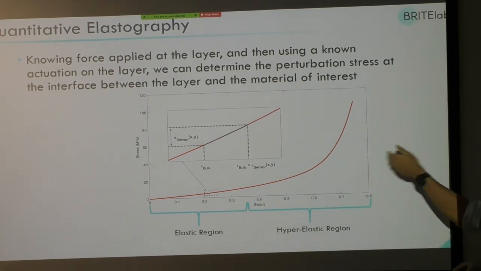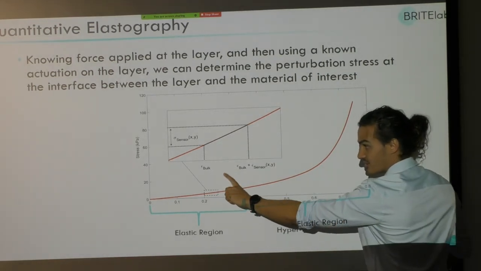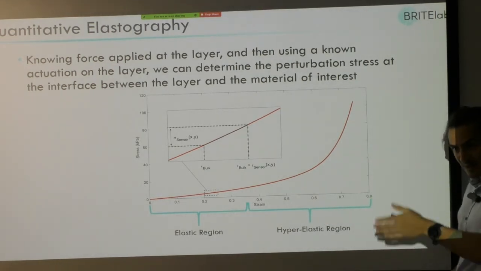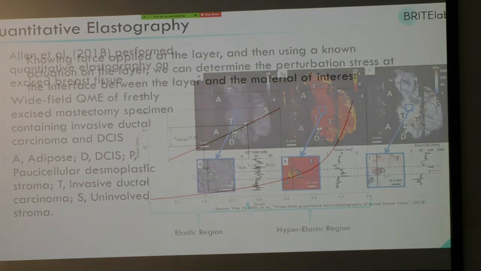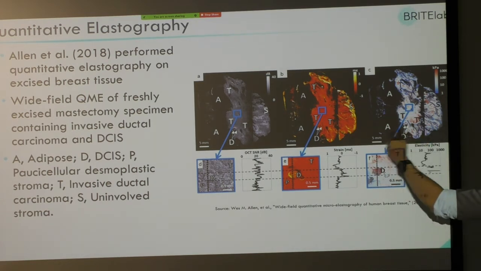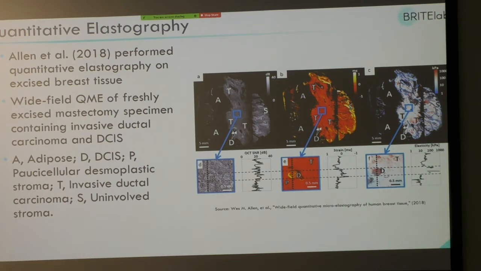So this is the calibration curve for the sample. We apply a preload stress and then a small perturbation, and then you can work out the perturbation stress at a specific point, and the measured strain is then related back. This was done in 2018, and you can clearly see that it's a lot easier to tell the difference between tumour and adipose tissue, even more so than in the strain image itself, by adding just a bit more definition with the colours.